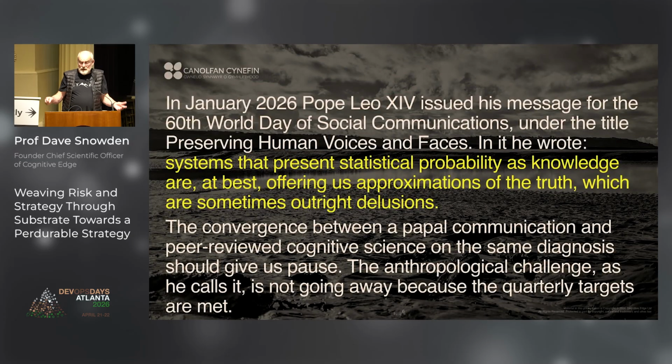Now, I'm not sure whether I should raise the Pope in America at the moment, but I thought I might as well, right? This is actually from an encyclical on communication. And I'll read it. Systems that present statistical probability as knowledge are at best offering us approximations of the truth, which are sometimes outright delusions. That's probably the best statement I've seen to understand the dangers of AI. And as I say, if the Roman Catholic Church and cognitive neuroscience are in agreement, that's probably something you should pay attention to as we go through.